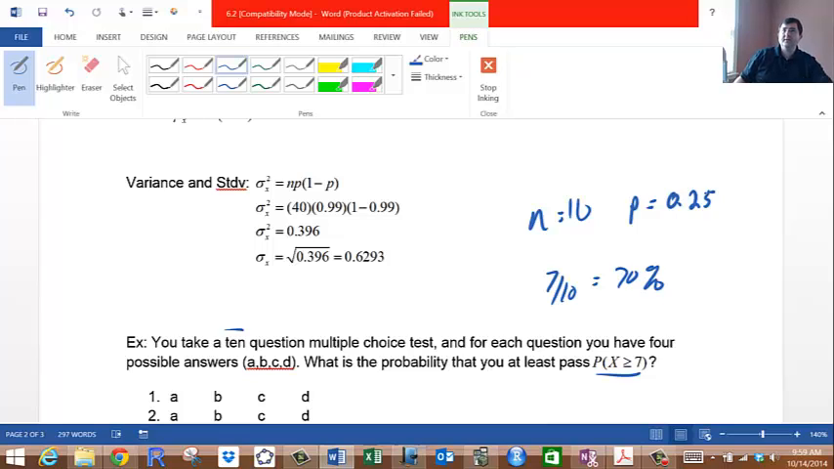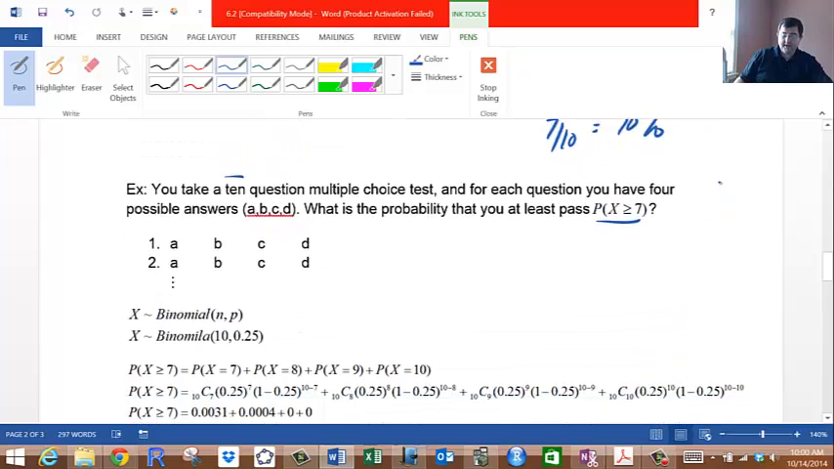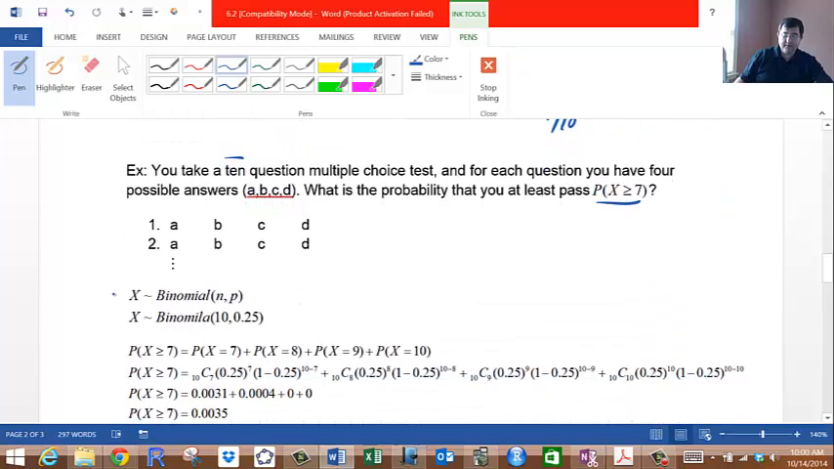This is kind of a neat question. If you guess on a multiple choice test with 10 questions, each one has 4 possible answers, what's the probability you at least pass? Well, let's figure that out. Okay, so we say that X, the number of correct questions, follows a binomial distribution with N and P.